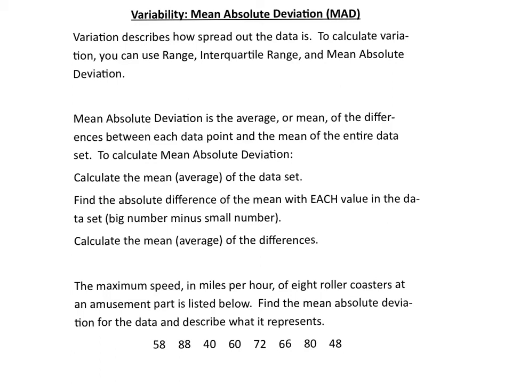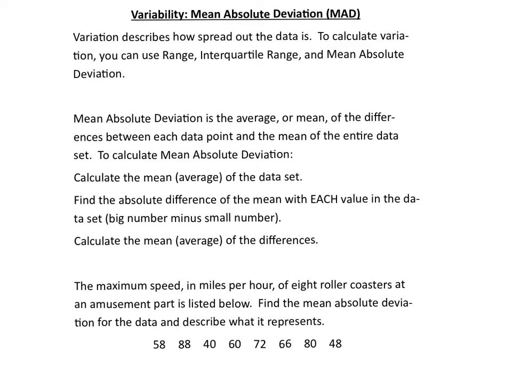The final piece to the data collection and analysis unit is variability with mean absolute deviation. Let's remember that variation describes how the data spread out and that there's 3 ways we can calculate it: range, interquartile range, and mean absolute deviation. We've learned about range, we've learned about interquartile range, and now we're going to learn about mean absolute deviation.